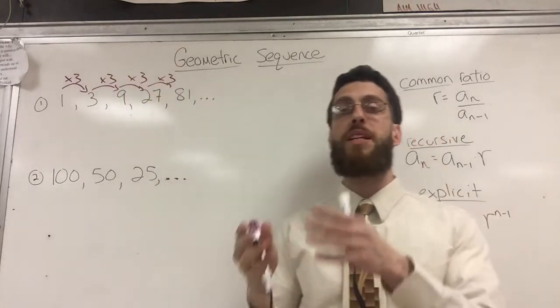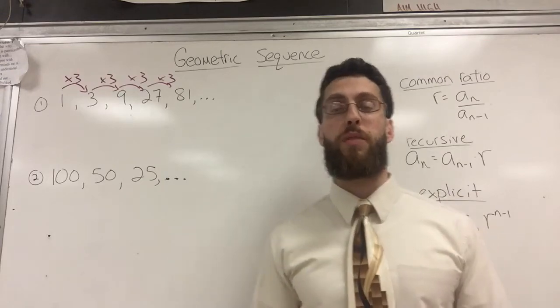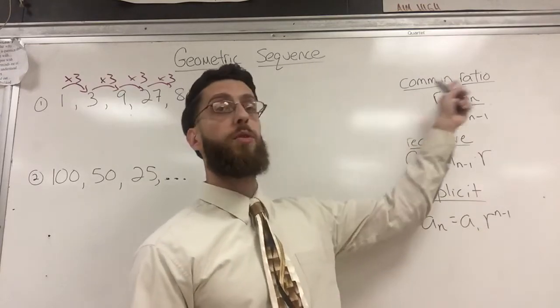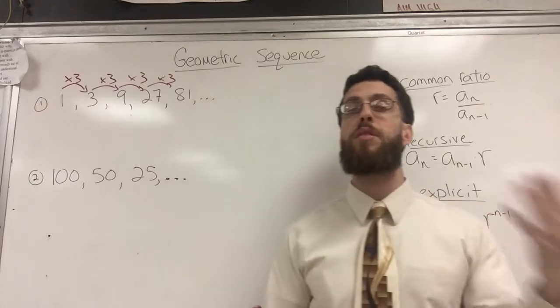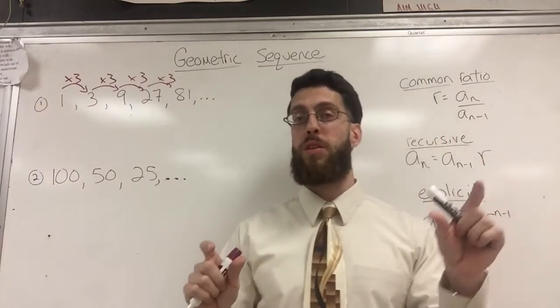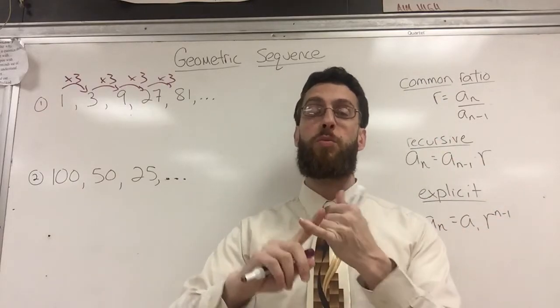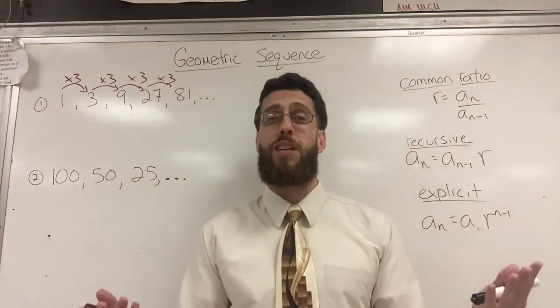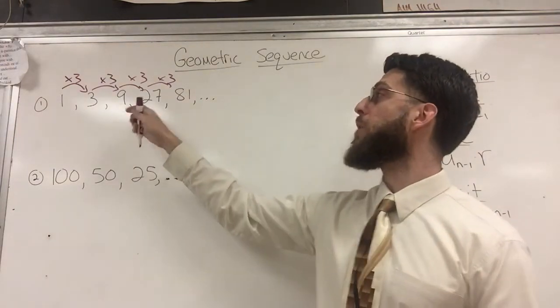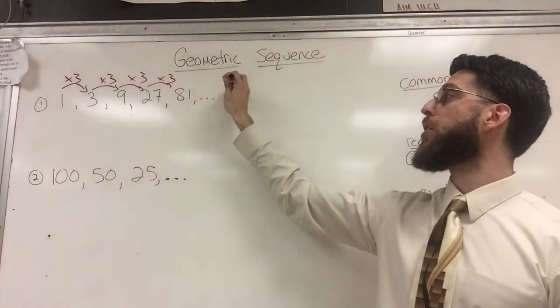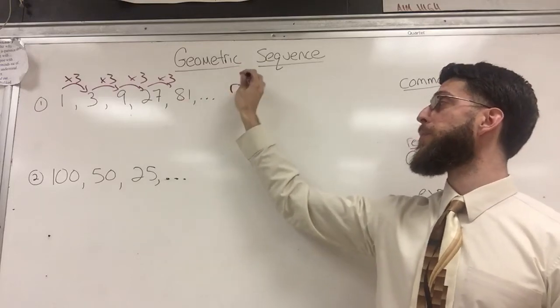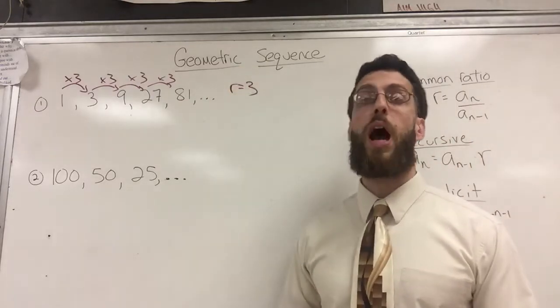So instead of the common difference, I have a new vocabulary phrase for you. It's called a common ratio. It's what happens. How do I get from one term to the next? Common ratio could come from either multiplying or dividing, because that's basically the same operation. So here, my r would equal 3. Simple as that. It's very obvious to me.